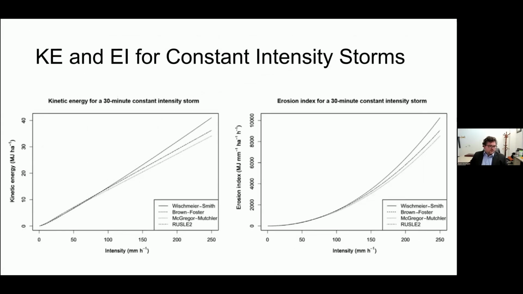And we can see how this varies for a storm. So that was just the kinetic energy at a given instant in time, but we have to calculate this for an entire storm. So once you do that, and again looking at that same range, 0 to 10 inches per hour for a 30-minute storm in the US, what kind of kinetic energy comes off of those different equations? As you can see, they are mostly proportional with the intensity and don't disagree. But with the 30-minute constant intensity and the erosion index, which if you remember is the kinetic energy times the maximum 30-minute intensity, then we get an exponential relationship.